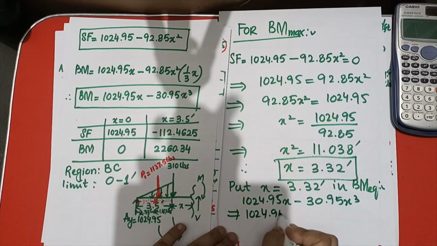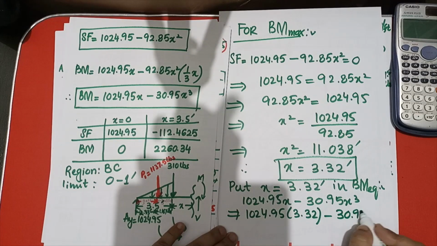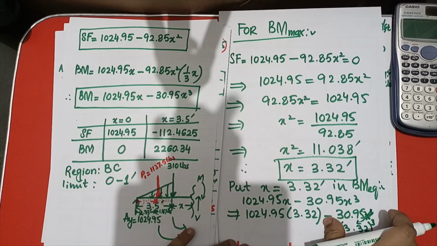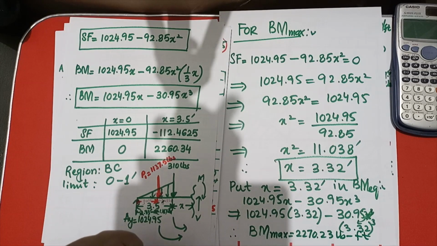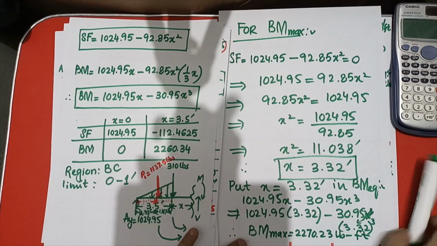So 1024.95 times 3.32 feet minus 30.95 x cube. So we have to put the value of x here. So I am not writing x here; I am writing it like this, 3.32 cube. So when I have done like this, the value of the maximum bending moment, when I simplify it, comes out to be 2270 pound feet. Obviously you have to calculate it. So it is the maximum bending moment.